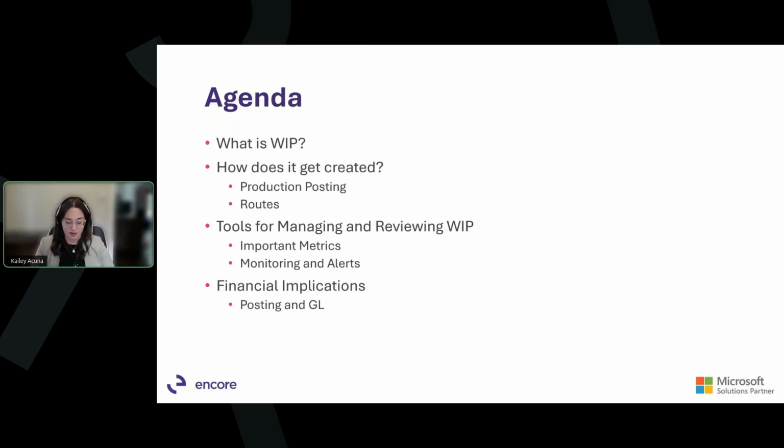Then we're going to talk about how WIP is created. This will specifically relate to production posting and routes. We're going to talk about tools for managing and reviewing WIP, important metrics, and monitoring and alerts. This is sort of your average day-to-day tasks that would be associated with work in process and things that are happening in the business and on the production floor, and things that you can leverage within F&O directly to manage it.